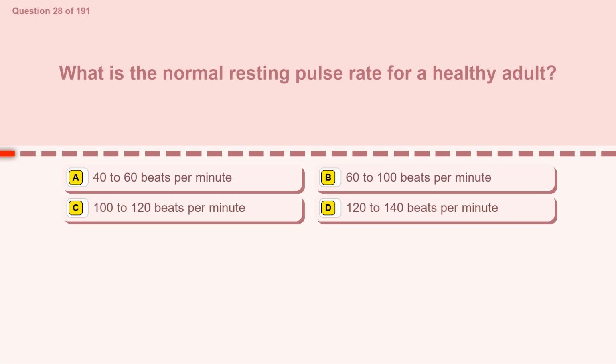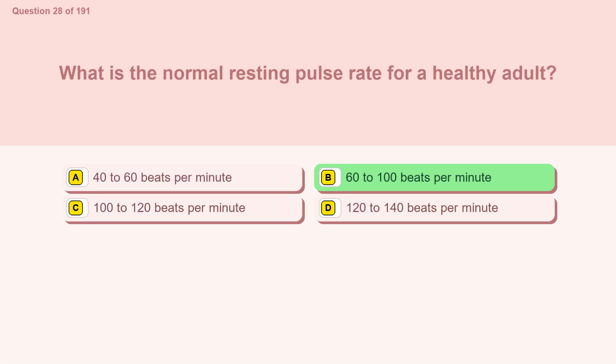Question 28. What is the normal resting pulse rate for a healthy adult? Option A, 40 to 60 beats per minute. Option B, 60 to 100 beats per minute. Option C, 100 to 120 beats per minute. Option D, 120 to 140 beats per minute.